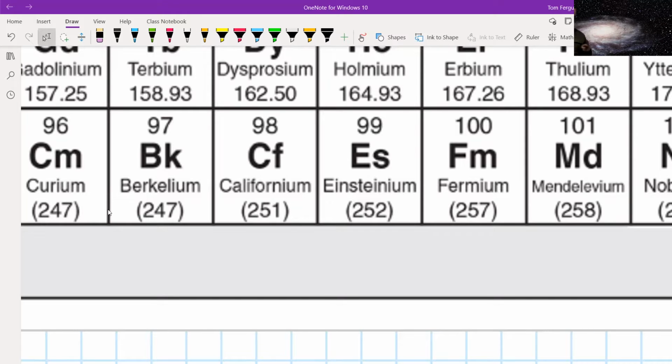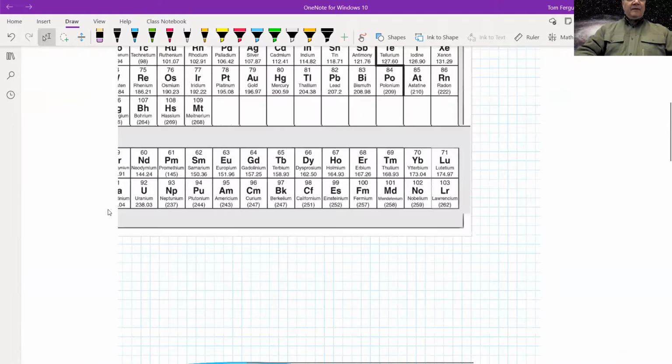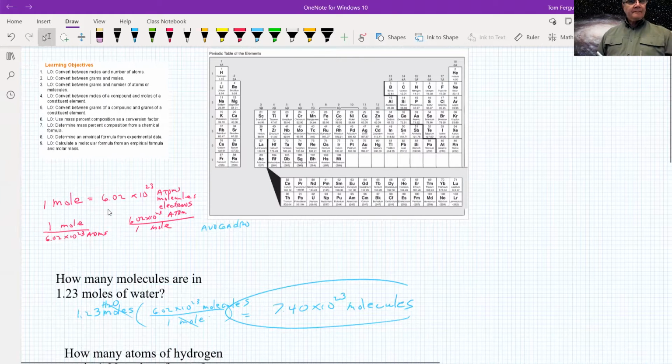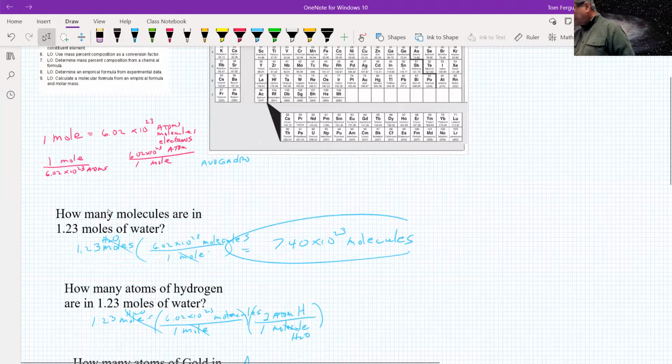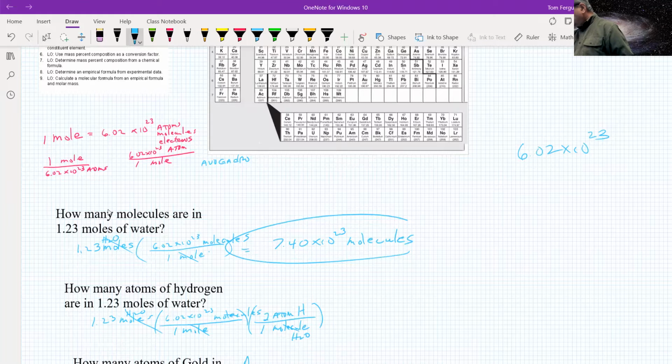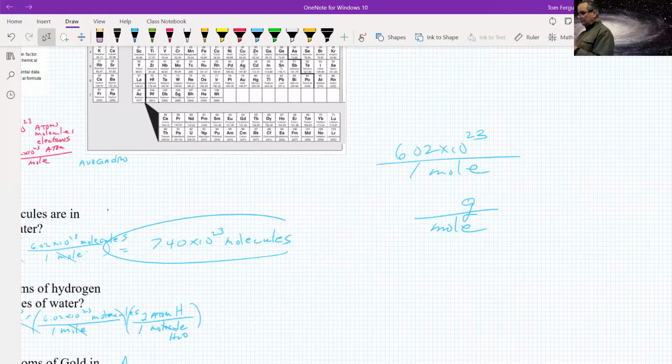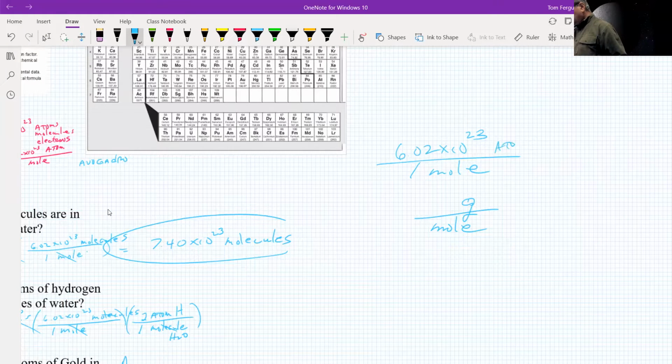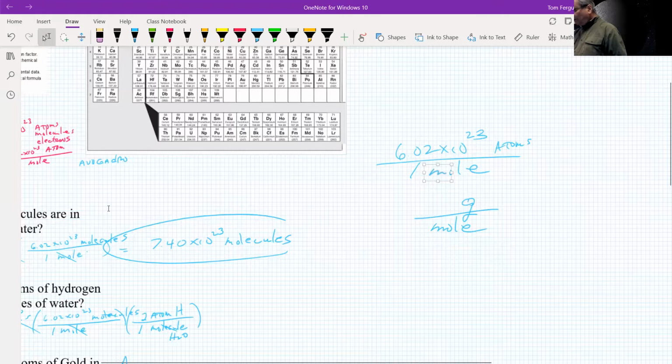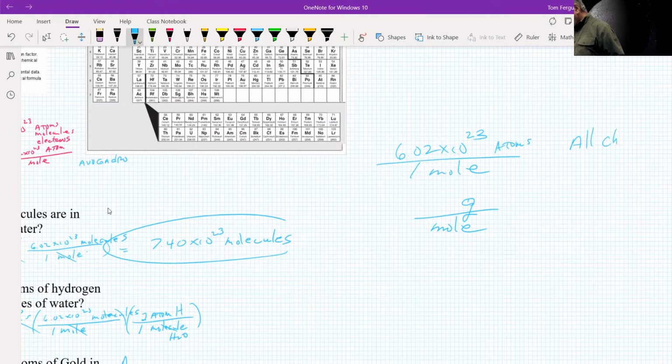Okay, so now we have two conversion factors. So we have 6.02 times 10 to the 23 atoms or molecules per mole and grams per mole. Now, the grams per mole, this is for all chemicals.